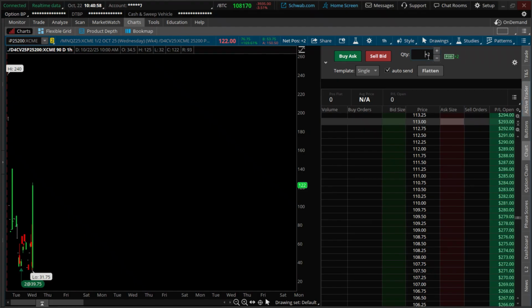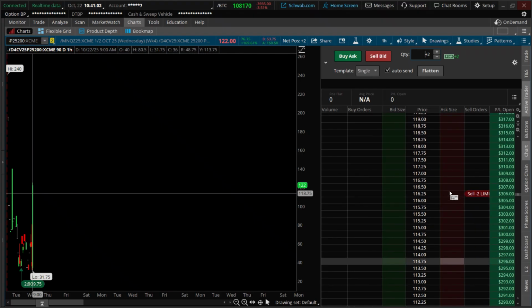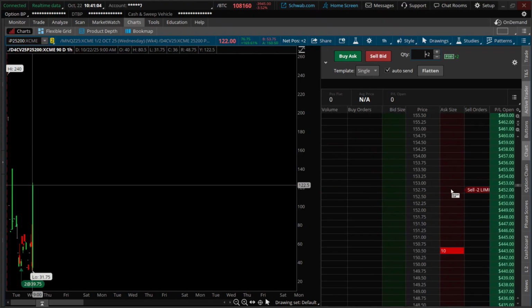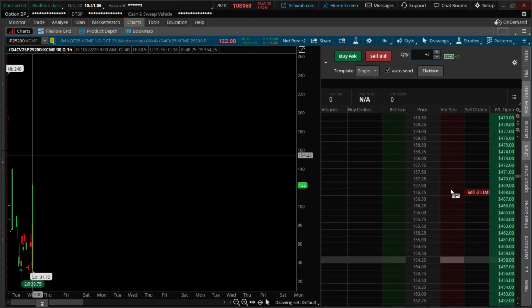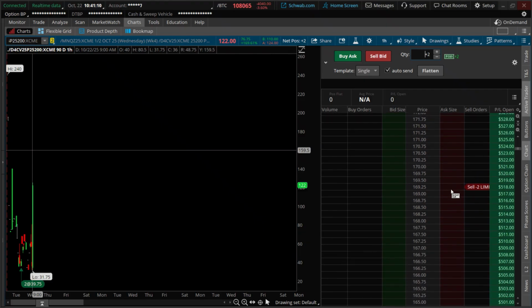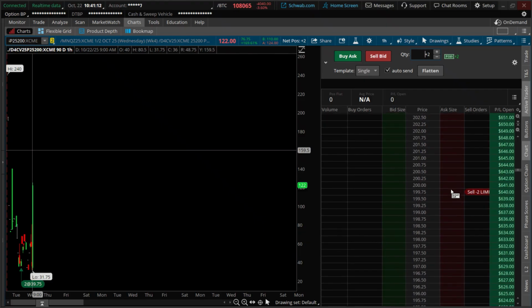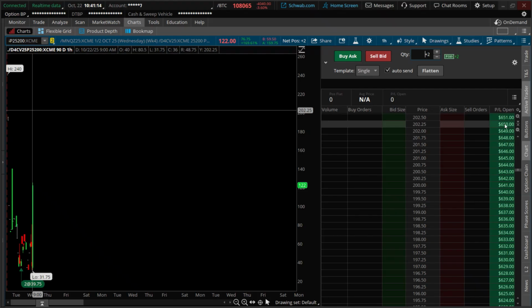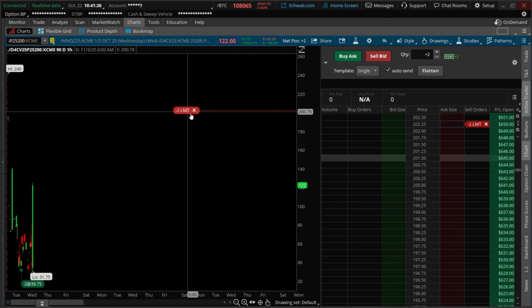I'm going to change the number to 2 because that's the number of contracts I'm holding. And I'm going to scroll up to 650. Whether price gets there or not, only time will tell, but that is where I'll place my order. So here's 650. I'm just going to round it up. That would equate to the option premium of $202.25. So I'm going to place my limit order right there. So there's my limit order.